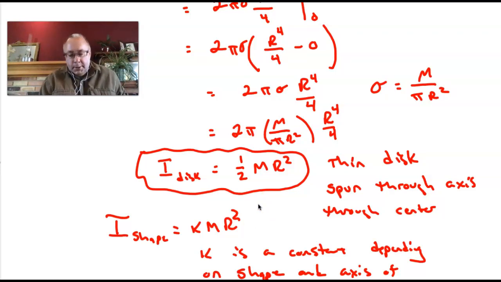Okay, so I'm going to load a couple other of these that show you, if you're interested, you probably won't need to know them for the exam, how you do the moment of inertia for a three-dimensional object like a sphere or something like that. But if you understand these two, you kind of get the basic idea of what's going on.